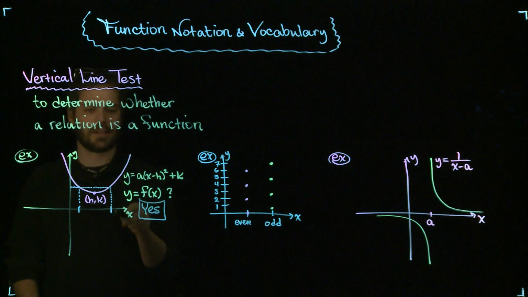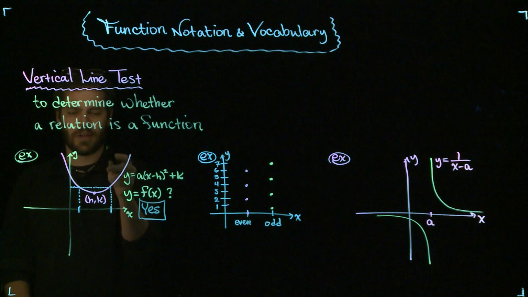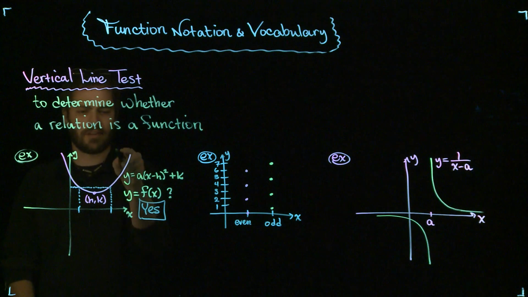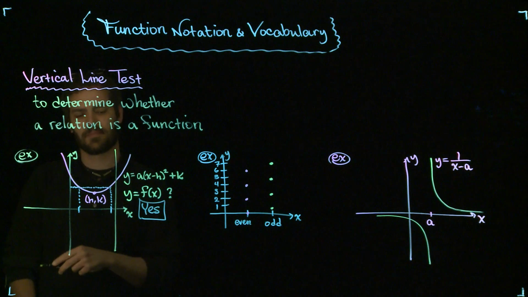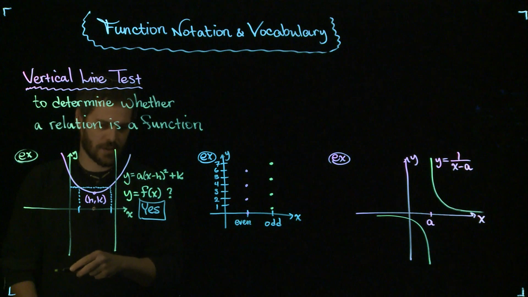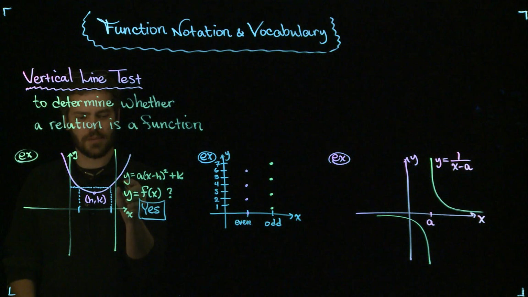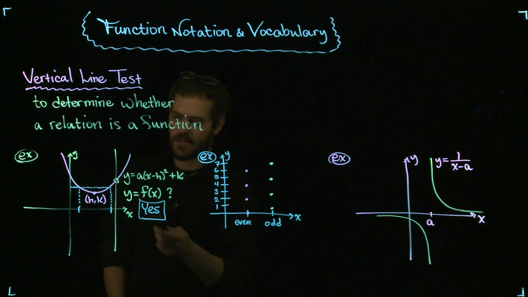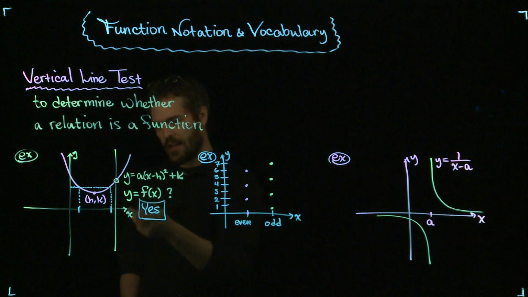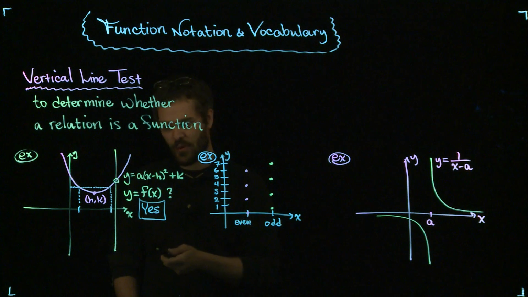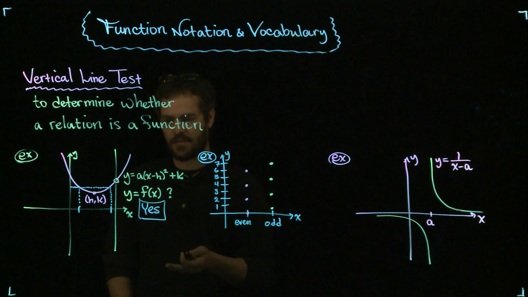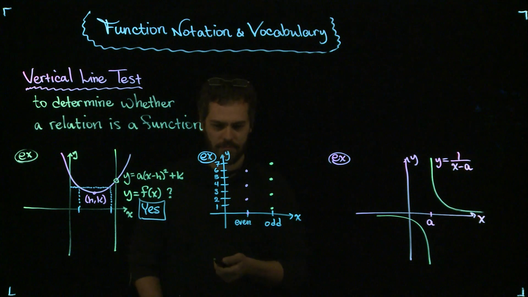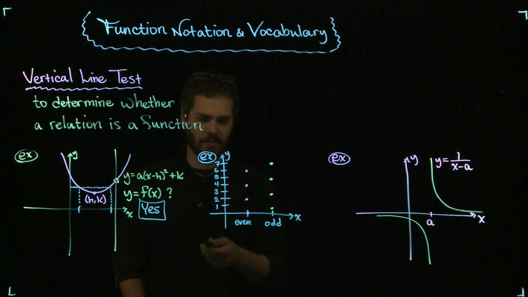Here's the vertical line test. If I run a vertical line through whatever picture I have on my graph, like this, how many points does it cross? If it only crosses one point, then it passes the test and it is a function. If I try the vertical line test and it passes more than one point, then it does not pass the test and it is not a function.